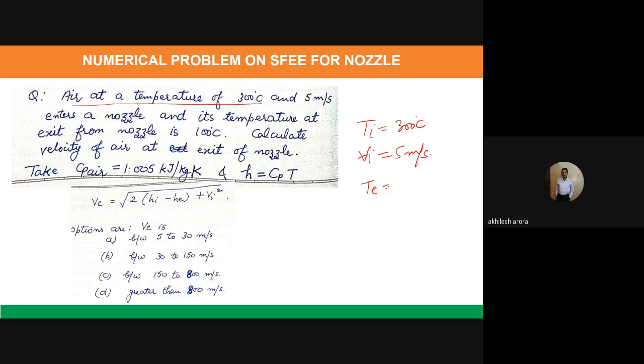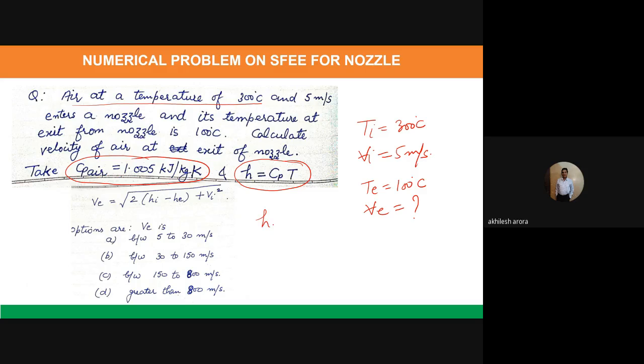So T is equal to 100 degrees Celsius. Calculate the velocity of the nozzle at exit. So V is what we need to calculate. Take Cp for air as 1.005 kilojoules per kg Kelvin, and we can say that H is equal to Cp into T. Why is H equal to Cp into T?